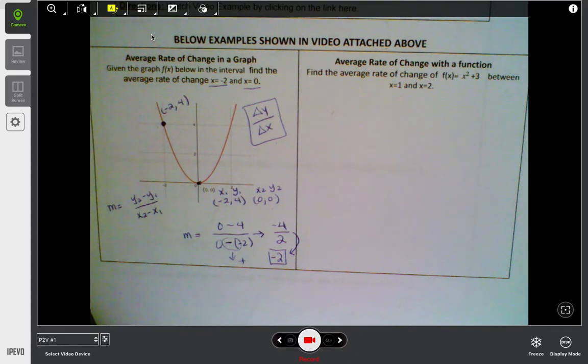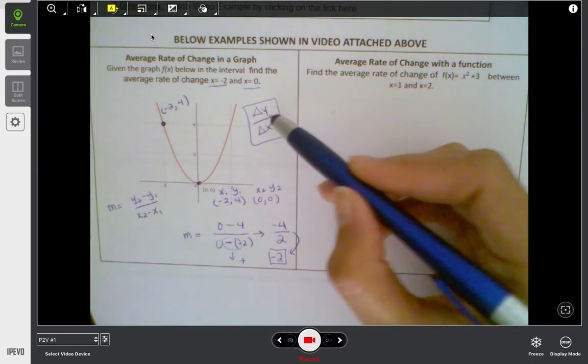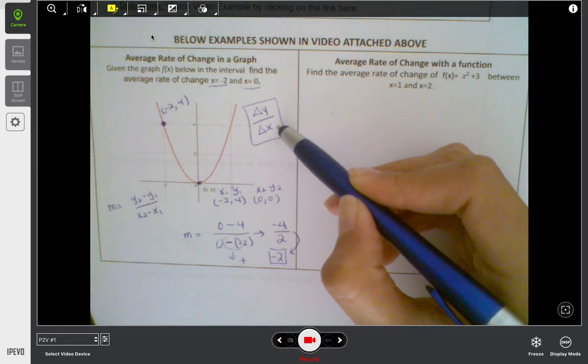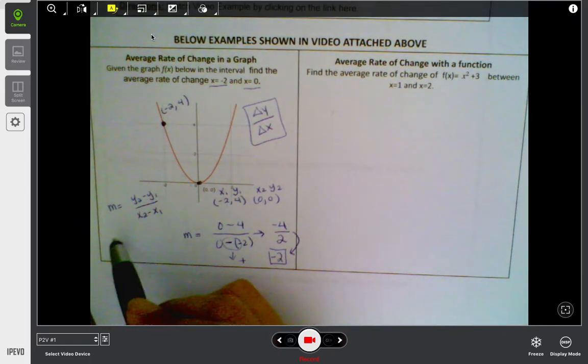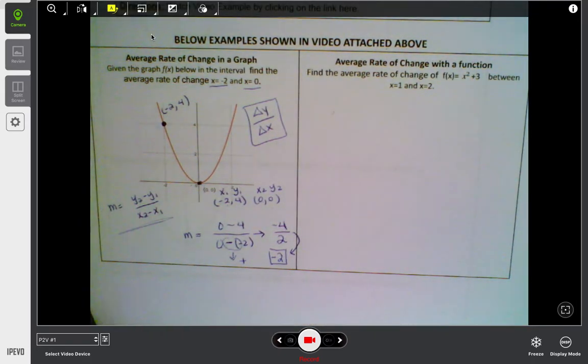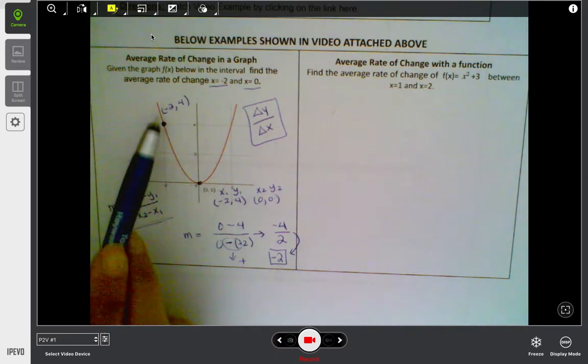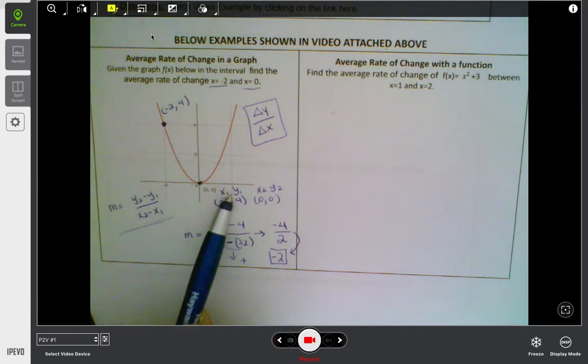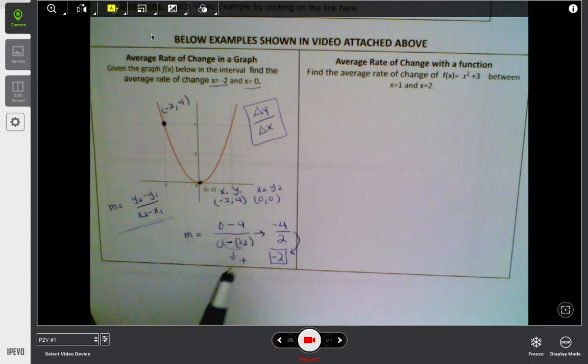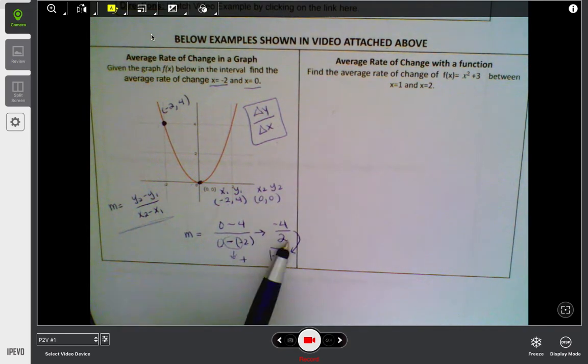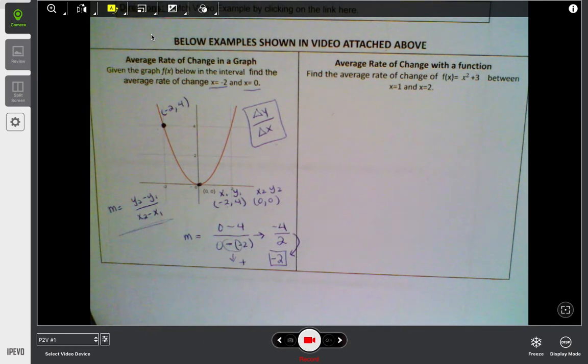So let me go over the steps again. To find the average rate of change in the graph, that's change in y over change in x. Change in y over change in x is your slope formula. Once you have your two coordinate points, you write them down, you label them, and then you substitute into the slope formula to get your answer and you simplify. So that's how you do it with a graph.